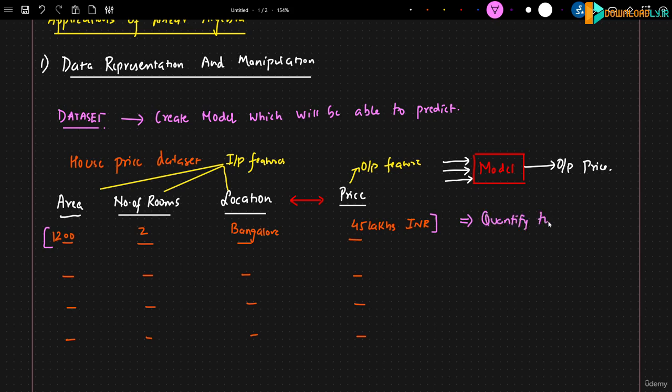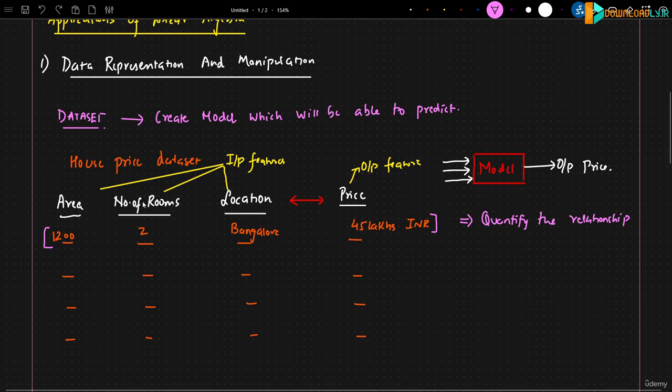Quantify the relationship between area and price, because price is my output feature. It can quantify the relationship between area and number of rooms. It can even quantify the relationship between every other feature, right?